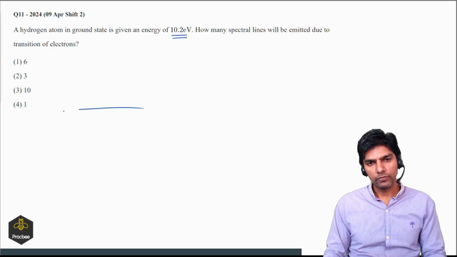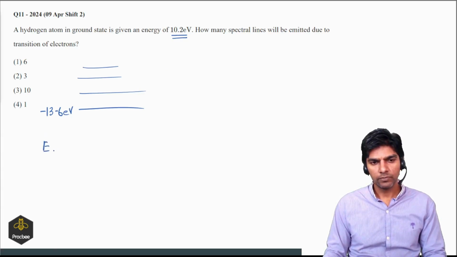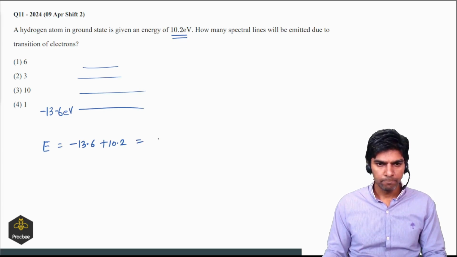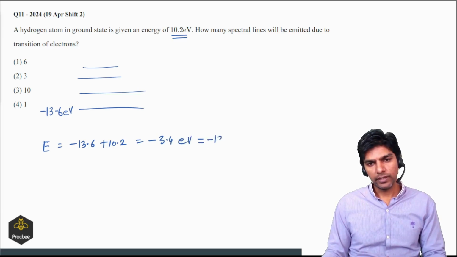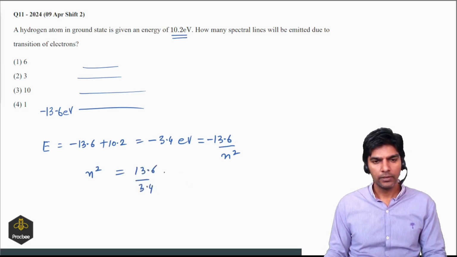So we have given electron in the ground state which is having energy minus 13.6 electron volt, right? And we have given it 10.2 electron volt. So the energy of the new state will be minus 13.6 plus 10.2, which will be minus 3.4 electron volt. And this will be equals to minus 13.6 by n square. So n square comes out to be 13.6 by 3.4. So that comes out to be 4. So n should be equals to 2.